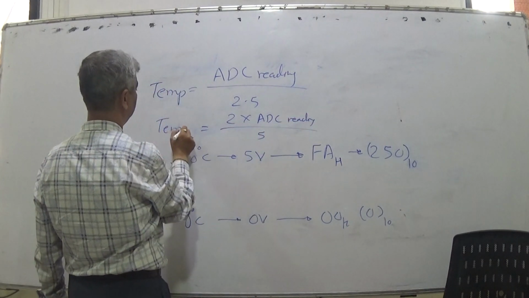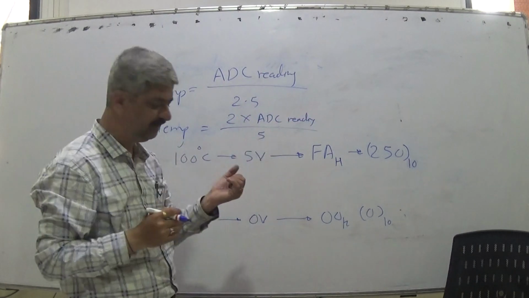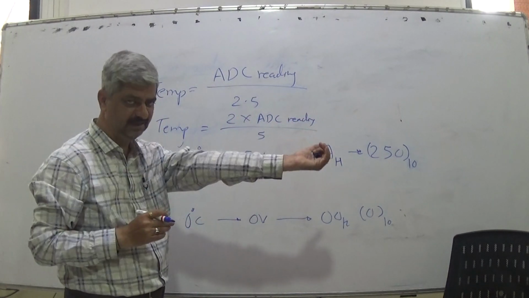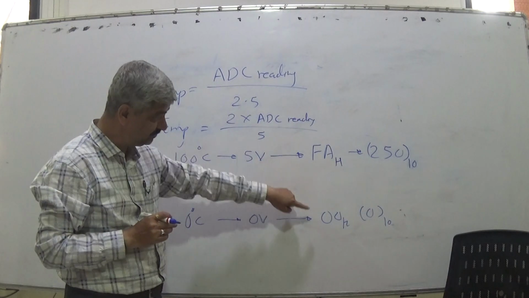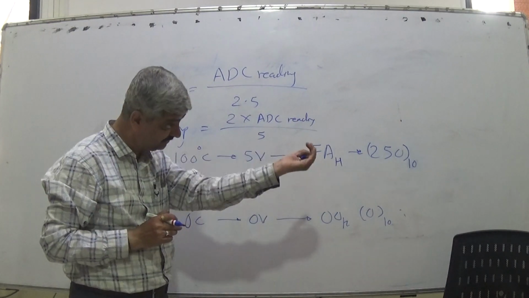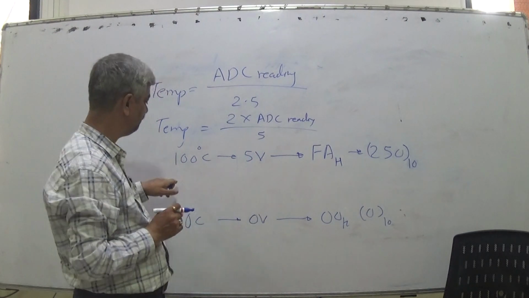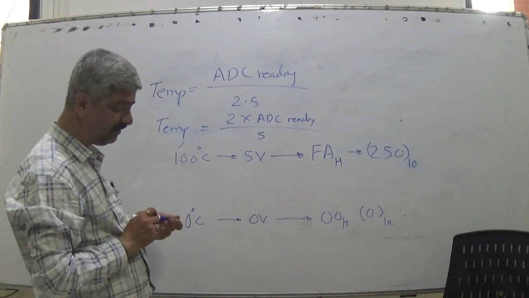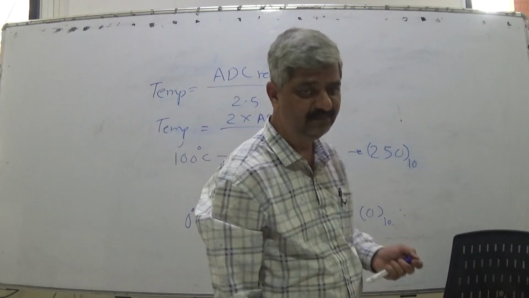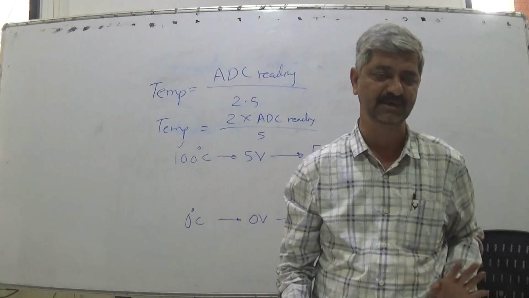Right? So if ADC reads 250, temperature is 100. If ADC reads 125 decimal, 7D in hex, actually it is getting in hex, I convert to decimal for counting purpose. So if I get 125, the temperature is 50 degrees. So this ADC will let me read the temperature.